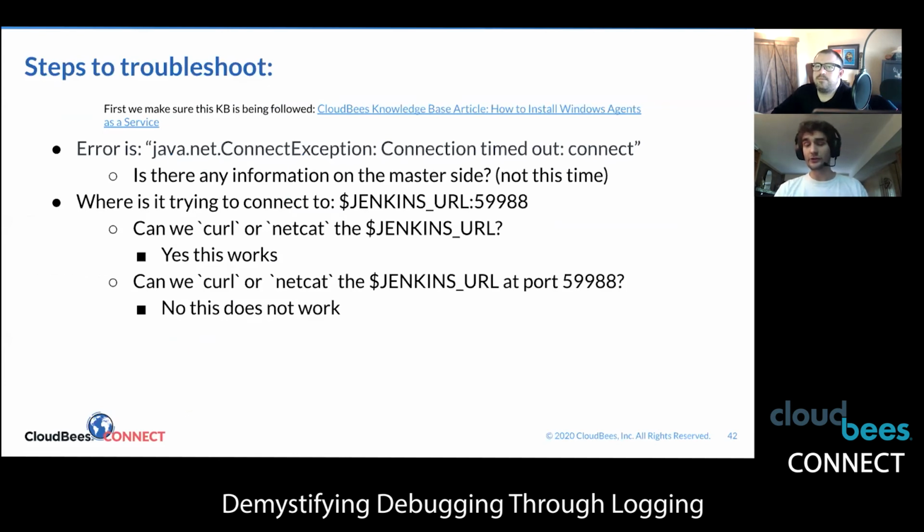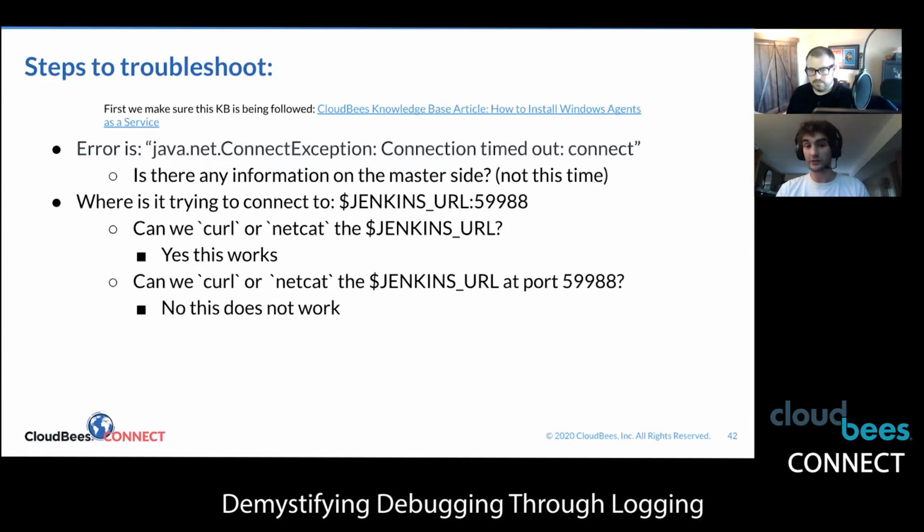Unfortunately, this time around, there were no errors on the master side. So you have an agent that's getting a connection timeout response, and there are no errors on the master side, which means it's not even reaching the master. Something is completely blocking that connection. So what we always want to do is start with a foundation of how to build this particular agent, and make sure that they're applying those standards.